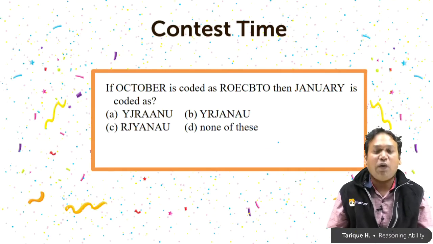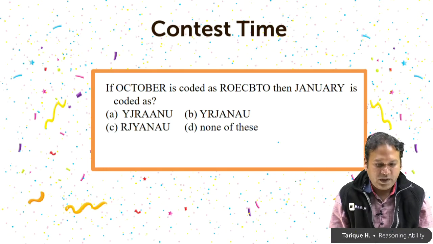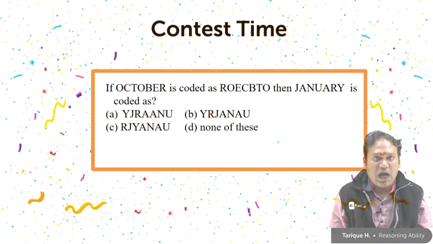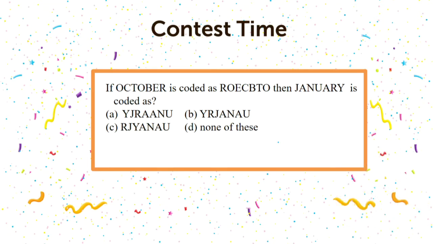Now, today's contest question is there on the screen for you. If October is coded as ROECBTO, then January is coded as? There are 4 answer options in front of you. Within 40-60 seconds, solve and post only the option as a comment, and we will see who has solved the question first and right. The winner will get an atom session through which they can ask doubts by connecting to any faculty across the country. So, start solving now.